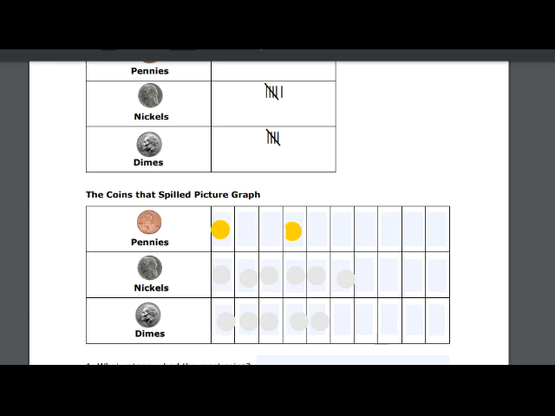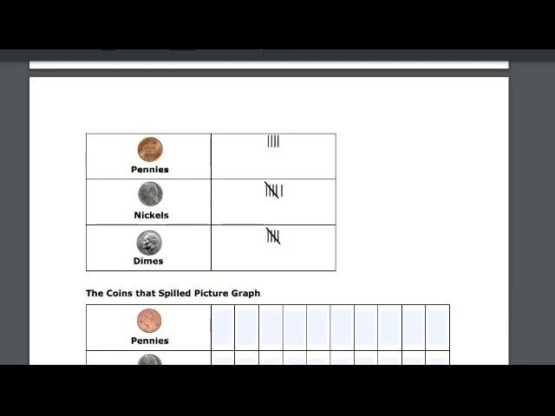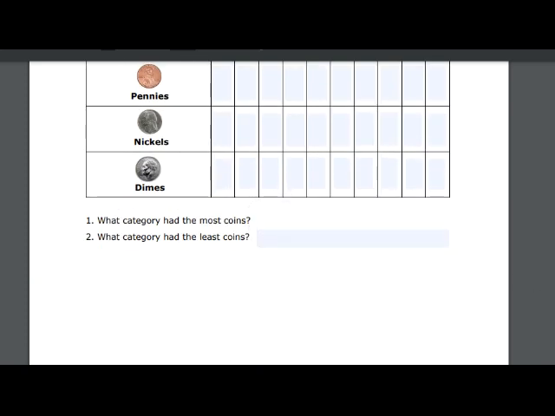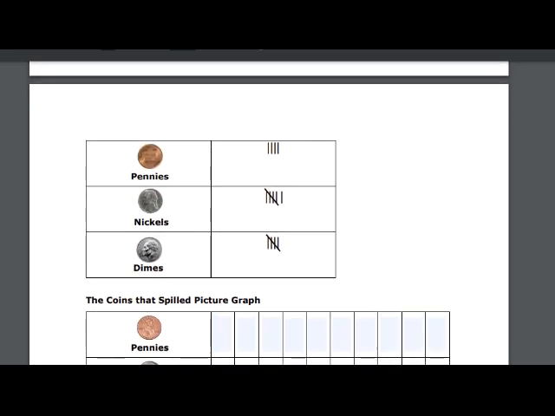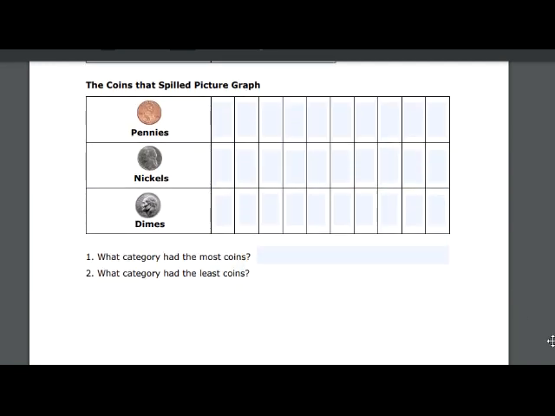Let me go ahead and erase these so I can type again. What category had the most coins? Let's go back and look at that tally chart. What category had the most coins? Pennies, nickels, or dimes? You're going to write your answer right here. I can't tell you. Number 2 says, what category had the least coins? Pennies, nickels, or dimes? I can't tell you, but you're going to put your answer right here.